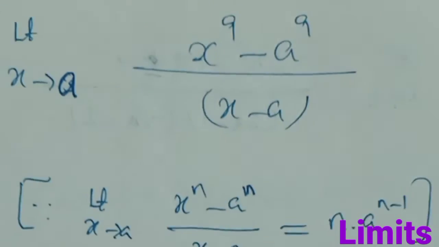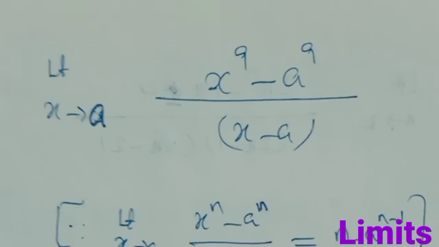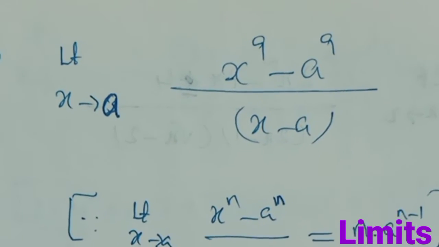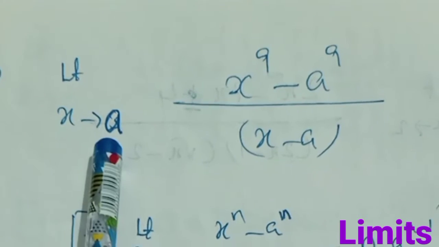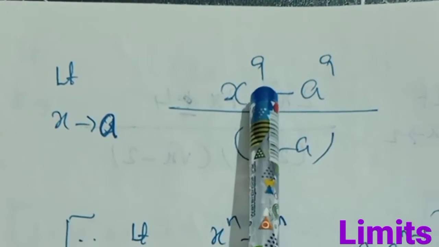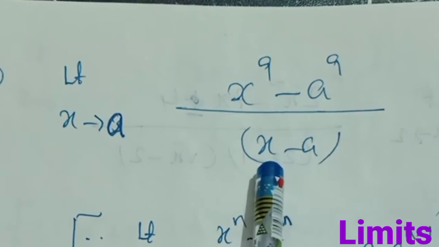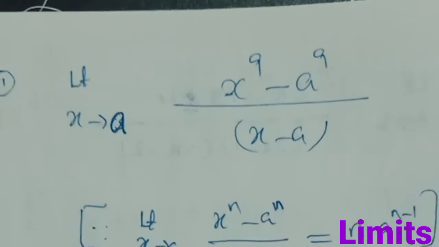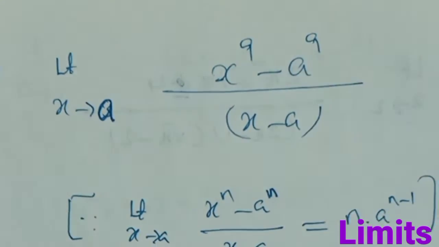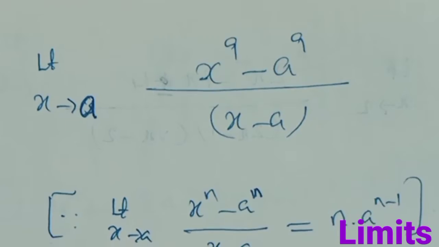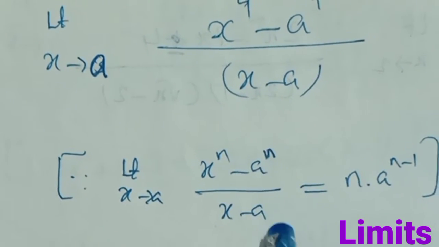Now by using this identity, first one, find out limit x tends to a, x power of 9 minus a power of 9 by x minus a. Now here we want this one. First comparing, it is comparing with this identity.